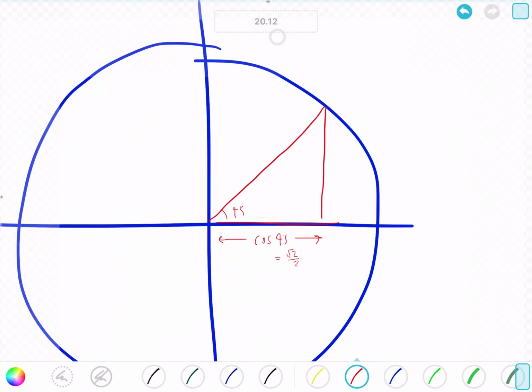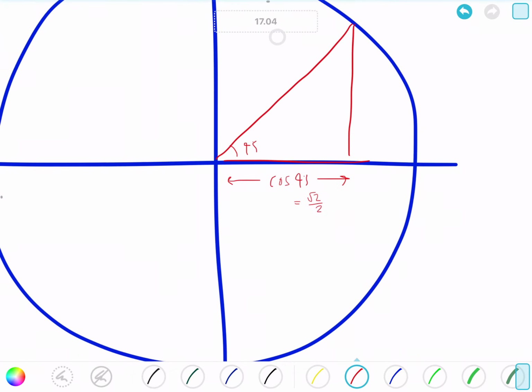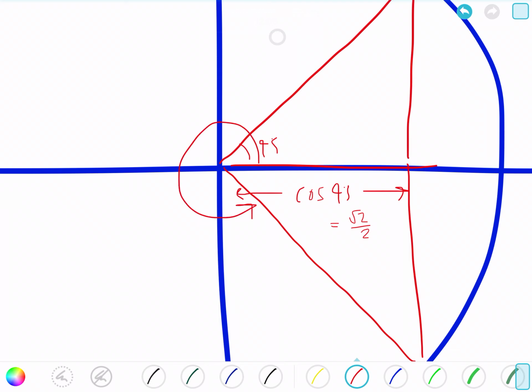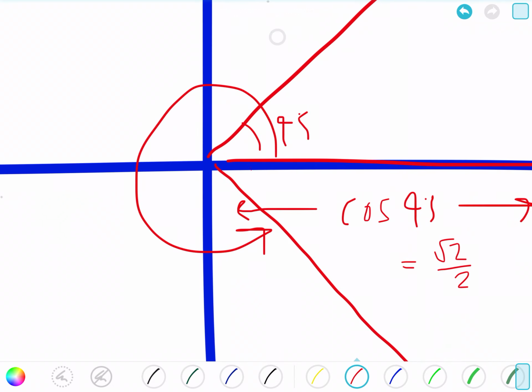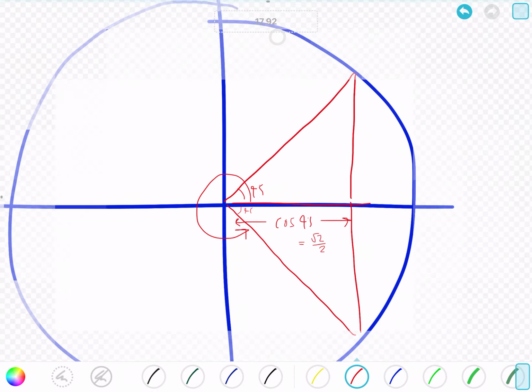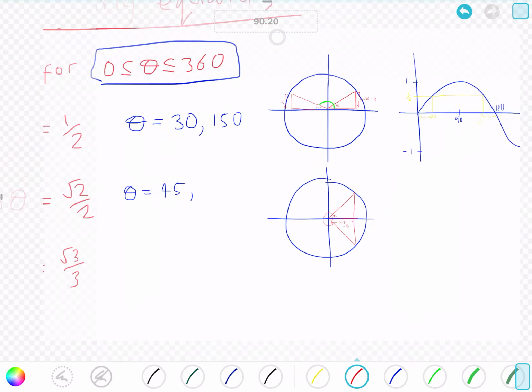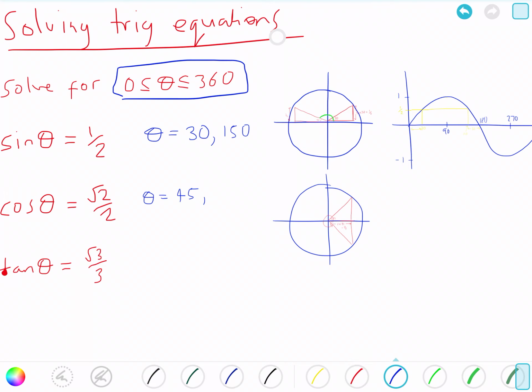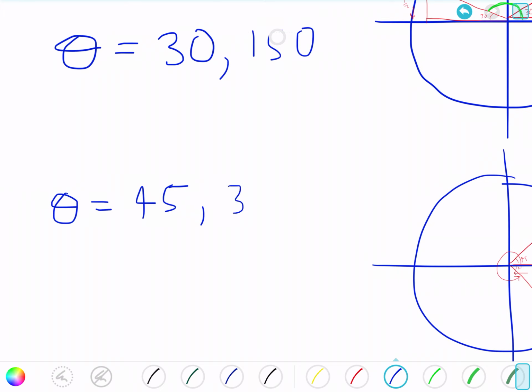So the question is, how else could we get root 2 over 2? Well, the other way to get it would be to have the triangle here and to have this angle here. If you think about it a bit, you can see that all you have to do is do 360 minus 45 to find out the big angle, because that's 45 in there. So 360 minus 45 would be 315, I think. Okay, so that's the first way of doing it.